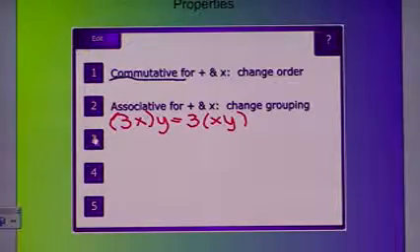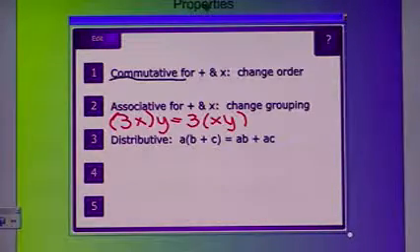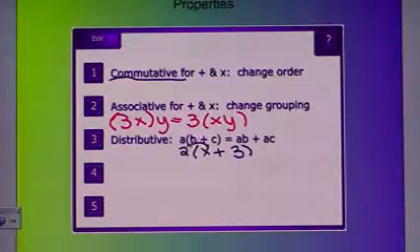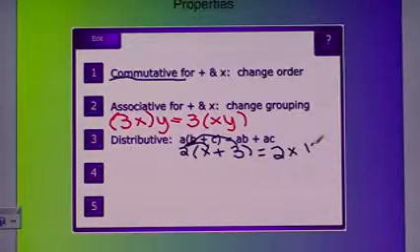Okay, the next property is one that I bet everybody knows. It's distributive property. So what you do with distributive property, I'll go ahead and put an example even though you probably already know this. For distributive, you take the number on the outside and make it go with everything on the inside. So first, I'm going to get 2 times x, which is 2x, and then 2 times 3 is 6. Okay, that is distributive property.